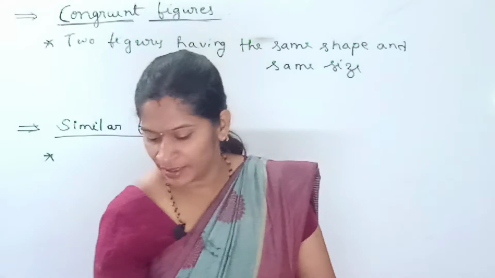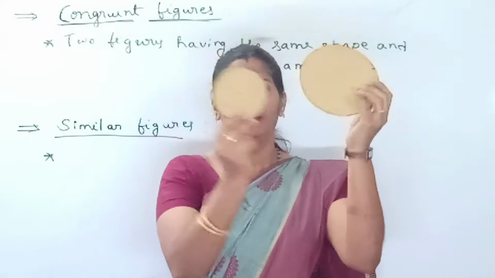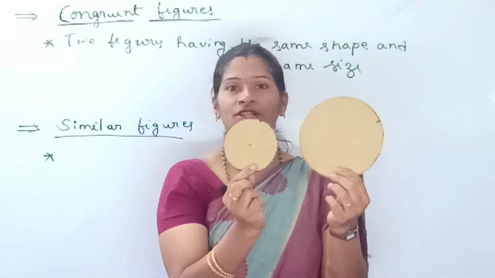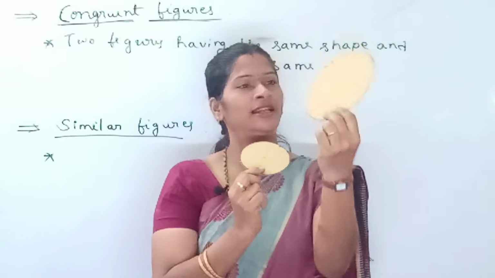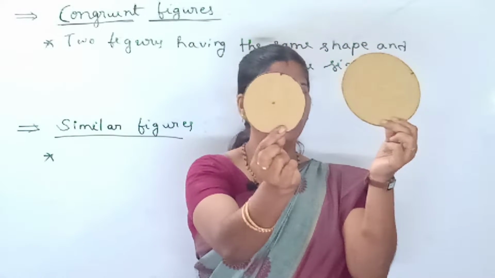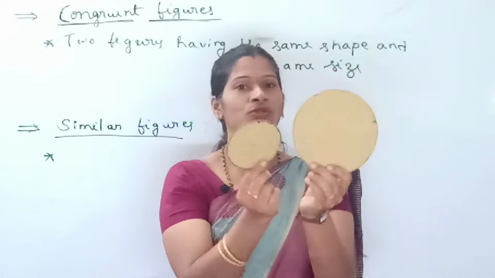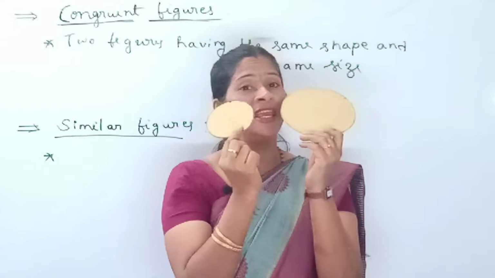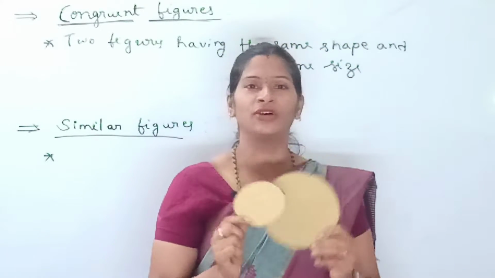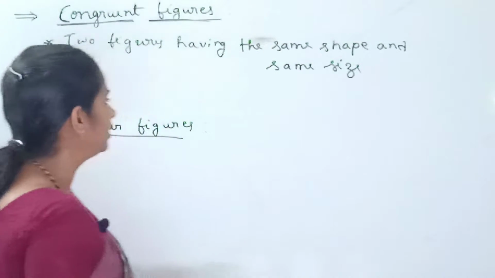Let me take another example, circles. I have two circles. Now these two circles are having same shape, but the difference is this circle is having radius 7.5 centimeter and this is the smaller circle having radius 5 centimeter. So these two circles are having same shape but different in size. Such figures we call as similar figures. What do you mean by similar figures?